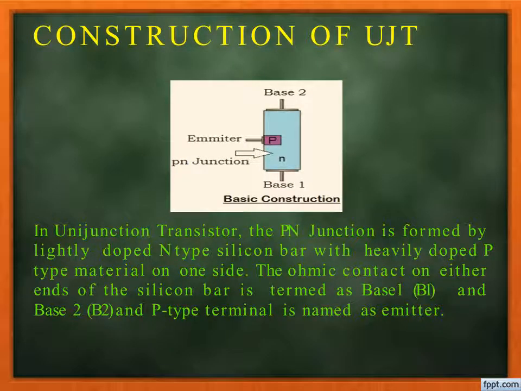Now here is the construction of UJT. In a unijunction transistor, the PN junction is formed by a lightly doped N-type silicon bar with heavily doped P-type material on one side. The ohmic contacts on either end of the silicon bar are termed as base 1, B1, and base 2, B2, and the emitter terminal is the P-type terminal.